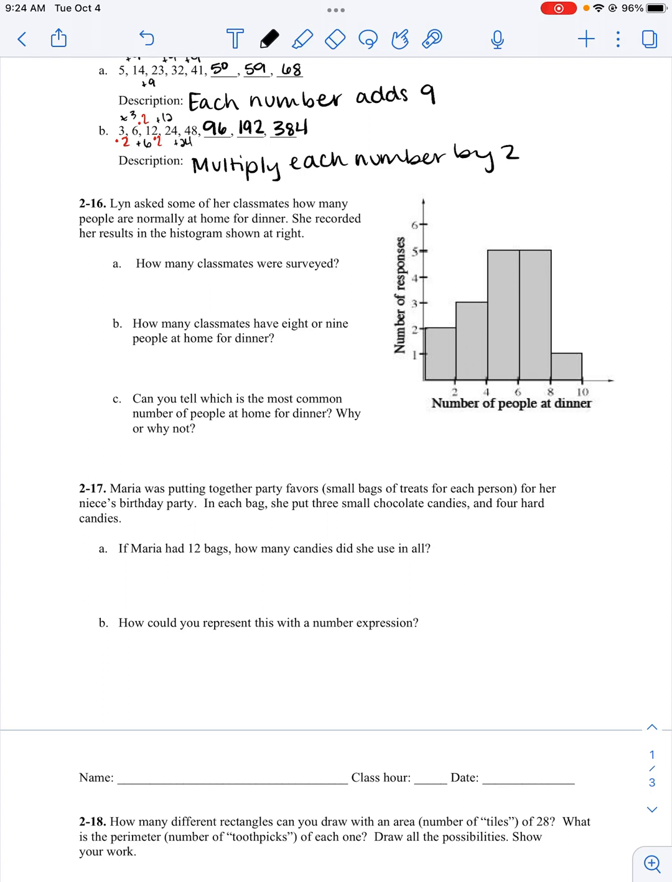So when it asks how many classmates were surveyed, I need to go to the tops of all of these and figure out, okay, well, there's 2 here. There's 3 here. There's 5 here and 5 here. And there's 1 here, so then I add them all together. So it's 2 plus 3 plus 5 plus 5 plus 1. So 2 plus 3 is 5, 5 plus 5 is 10, 10 plus 5 is 15 plus 1, 16 classmates.